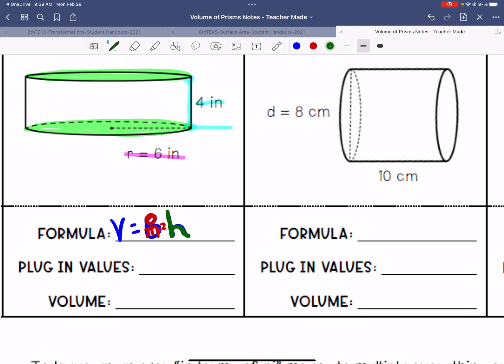So we're going to plug this in. So V equals pi times 6 squared times the height.